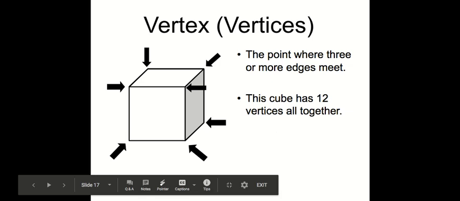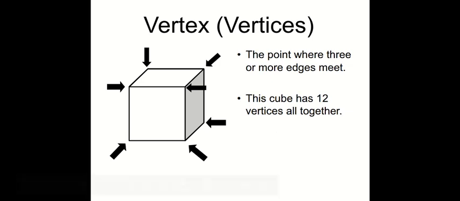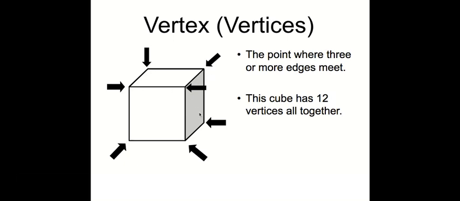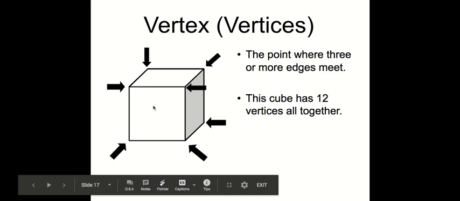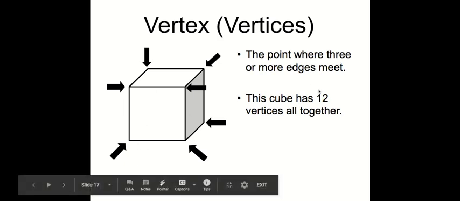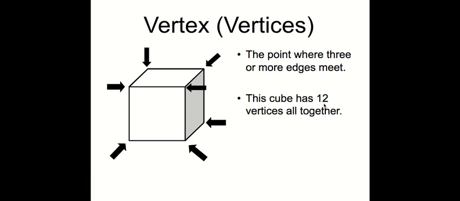A vertex, or if there's more than one, vertices, these are little corners. Each little corner of the shape is a vertex. So this cube has 1, 2, 3, 4, 5, 6, 7, and then there's one more back here. Okay? So this is incorrect. There's actually 8 vertices altogether.